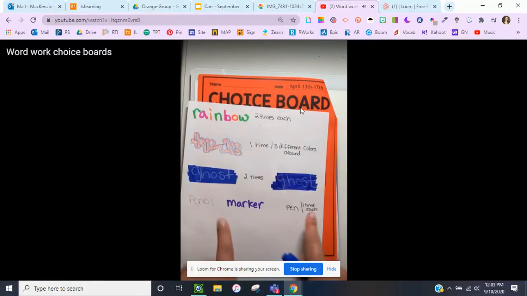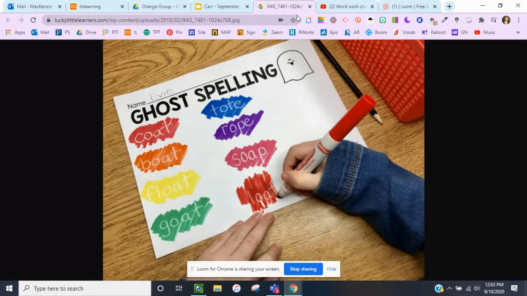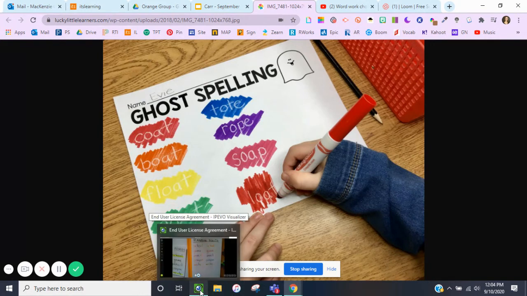Okay, so again, whenever you ghostwrite, it'll end up looking like this. First, you write the word in white crayon, and you won't be able to see it on your white paper. And you're going to write each word with your white crayon. Then after you write it in white crayon, you'll go over each word with a different color, and you can see the word appear. So that is ghostwrite. That is the fourth way of how to study your spelling words.